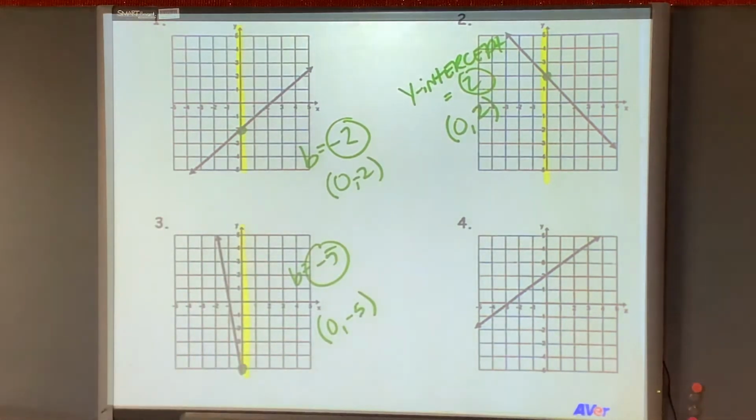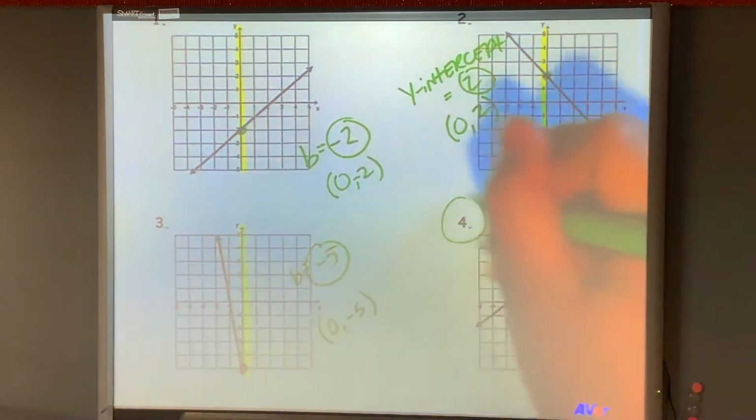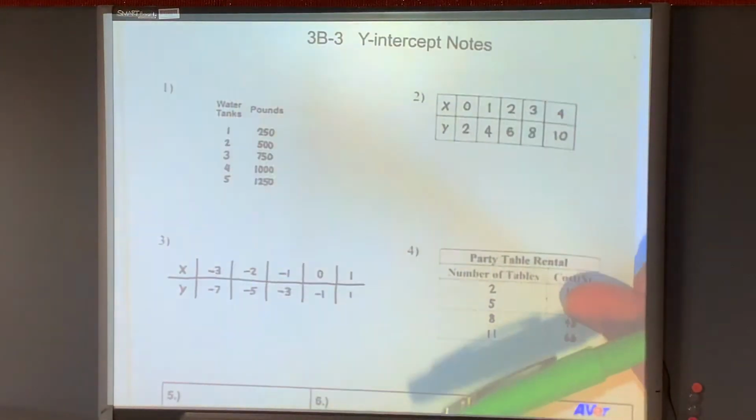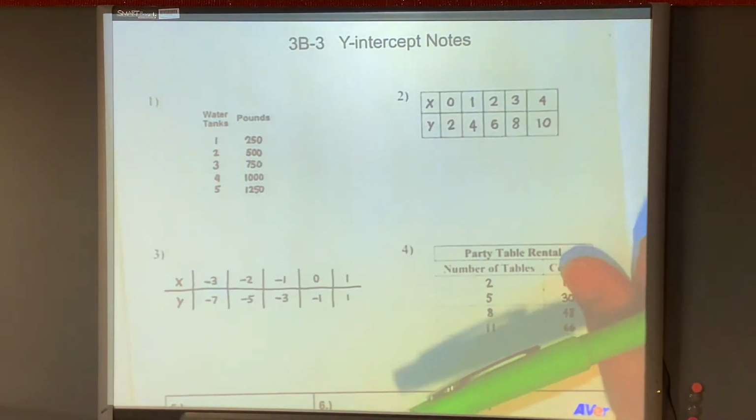So go to your table page. Remember, 4, 5, and 6 are yours to do for me to check in a little bit. Let's move on to the tables page and let's try to figure out where the y-intercept would be.